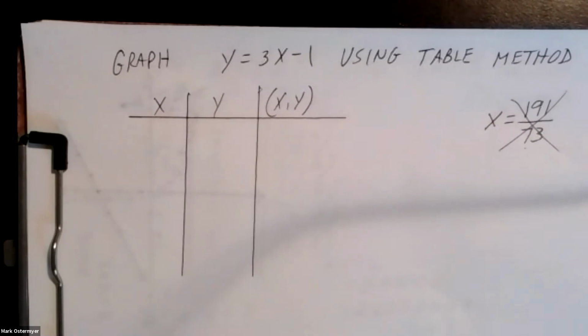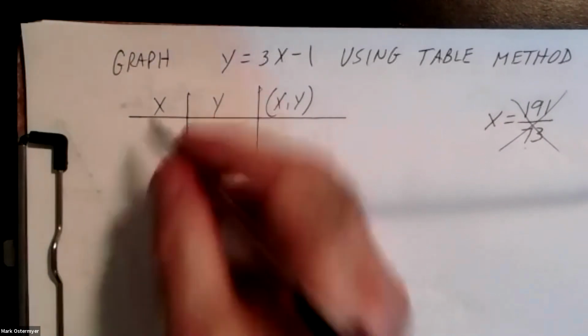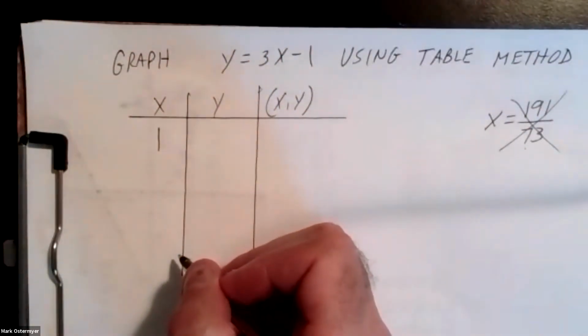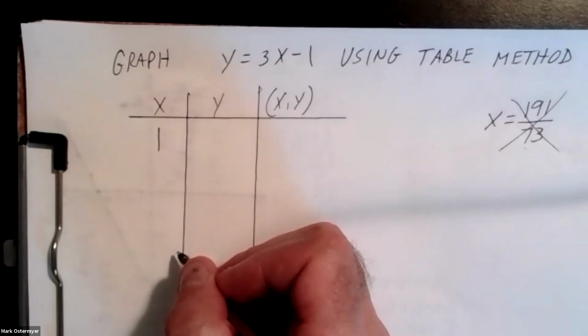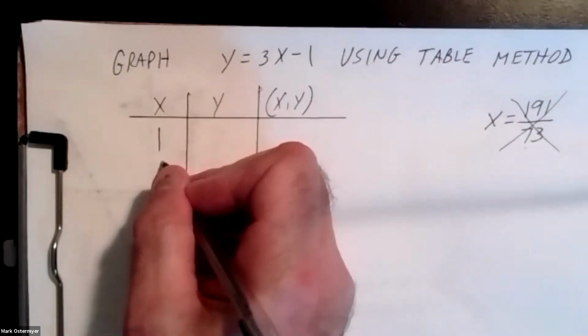What would be some nice values for X? 1. Any others? I can think of one even easier than 1 to work with.